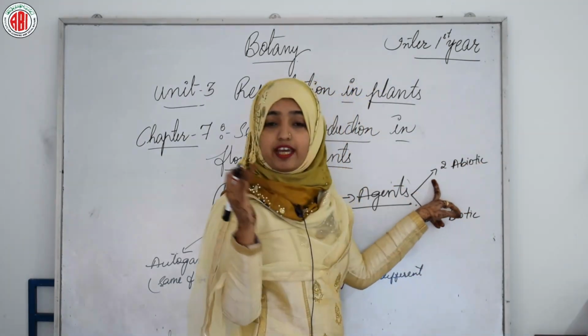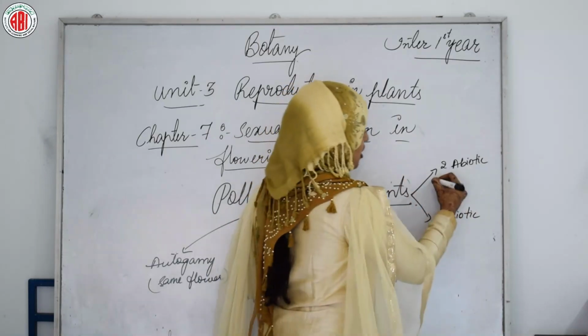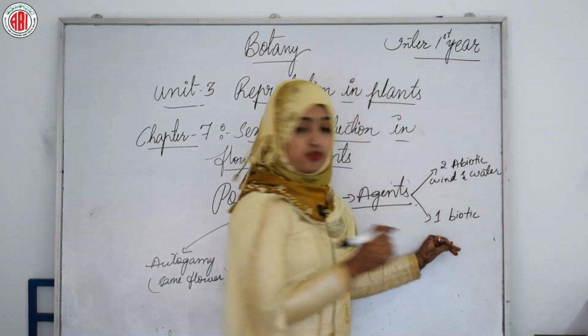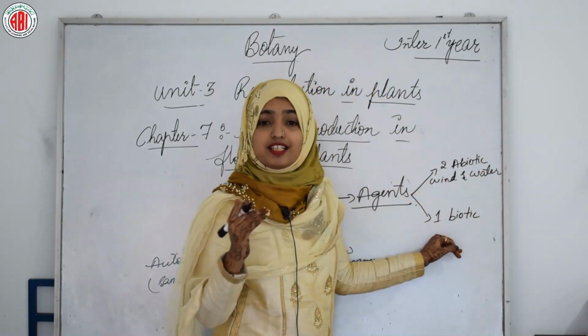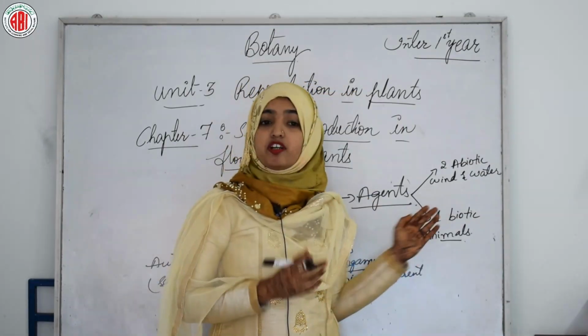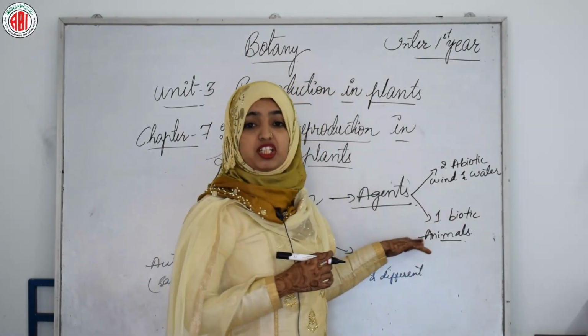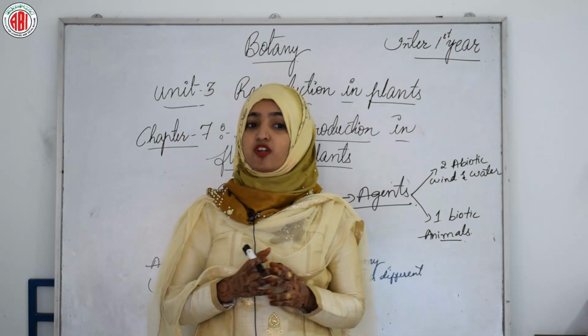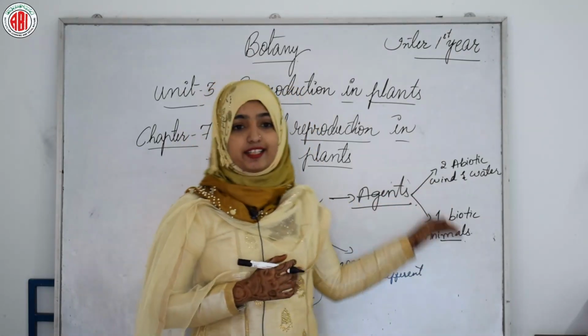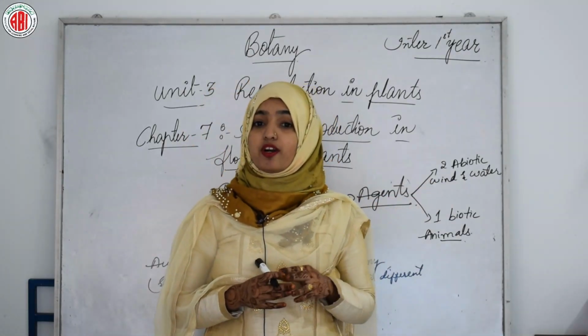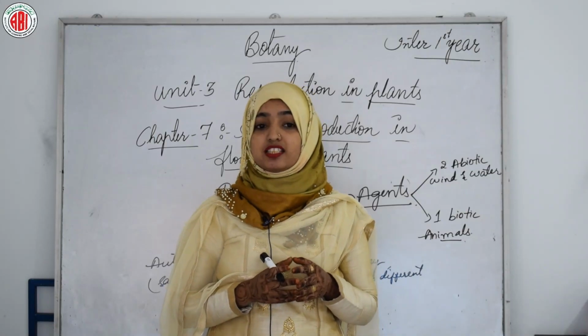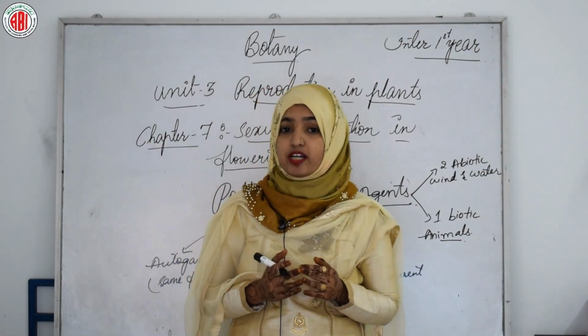So coming to the abiotic agents, the two are wind and water. And coming to the biotic agent, we can take the animals. The majority of plants use biotic agents for pollination and only a small proportion of plants use abiotic agents. And pollen grains coming in contact with the stigma is a chance factor in both wind and water pollination.